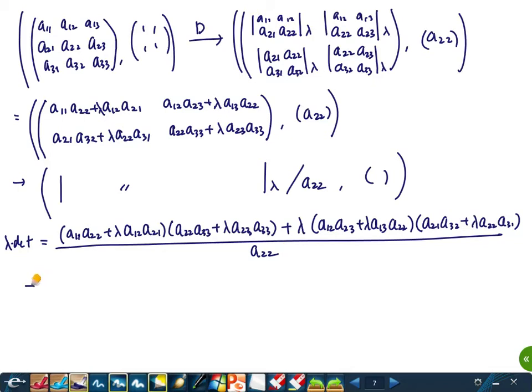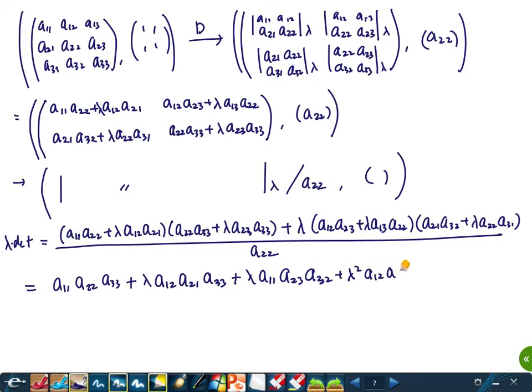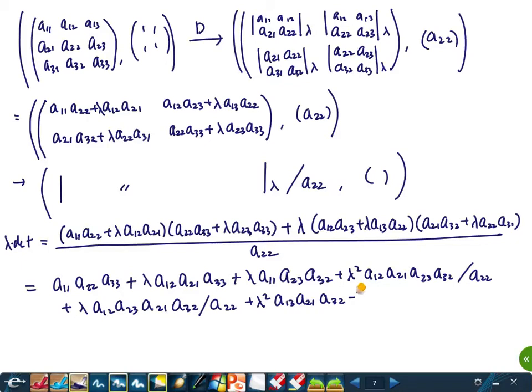Let me continue. So here, if you expand this and compute, what we get is this. A22 A33, lambda A12 A21 A33, lambda squared A11 A23 A32, A12 A21 A32 divided by A22, plus lambda A12 A23 A21 A32 over A22. Yes, it looks quite complicated.